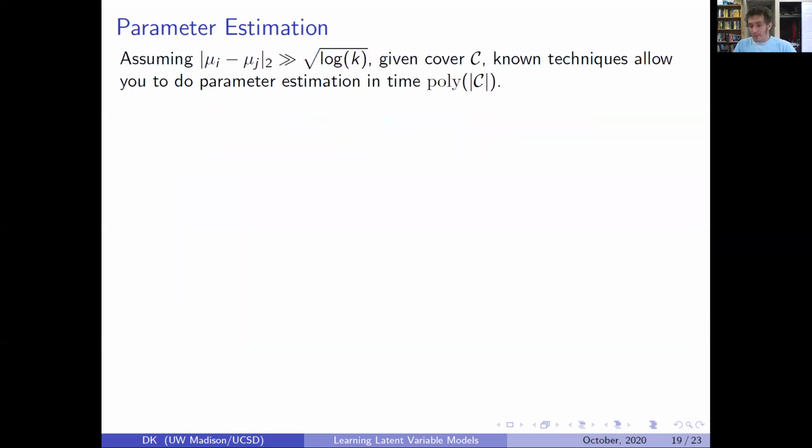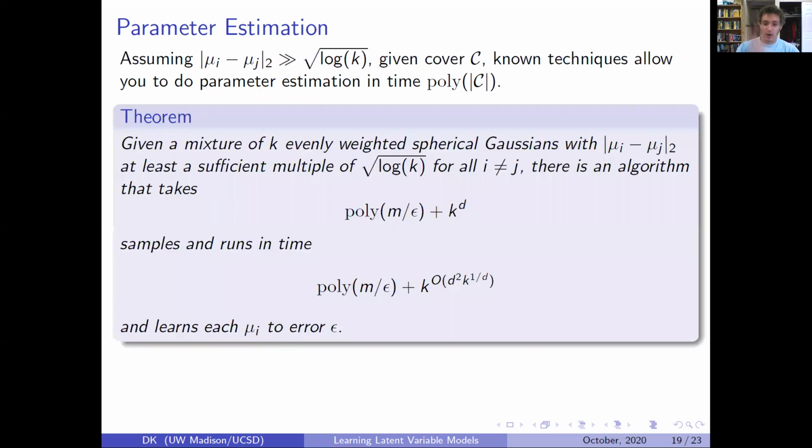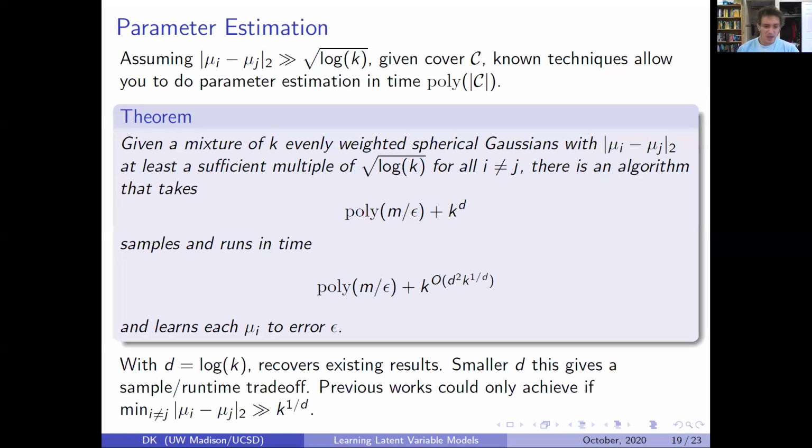Okay, so what happens with parameter estimation? If we assume this separation between the means, it's actually been known for a while that if you're given a cover C, there's a technique that allows you to cluster and use those clusters to do parameter estimation in time polynomial in the cover size. Since we know how to get a cover, we now immediately have an algorithm. The number of samples is poly m over epsilon plus k to the d. And the runtime is poly m over epsilon plus k to the O of d squared k to the 1 over d. And well, if d is equal to log k, this recovers the existing results more or less.